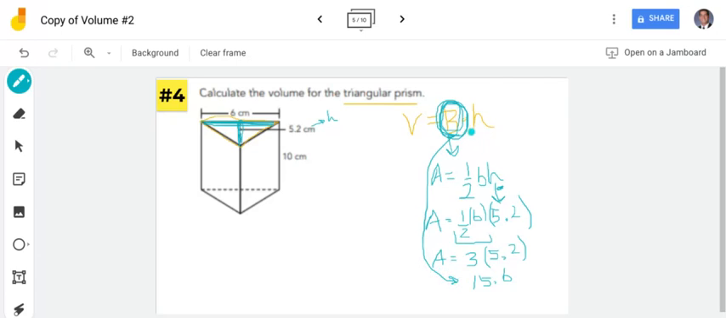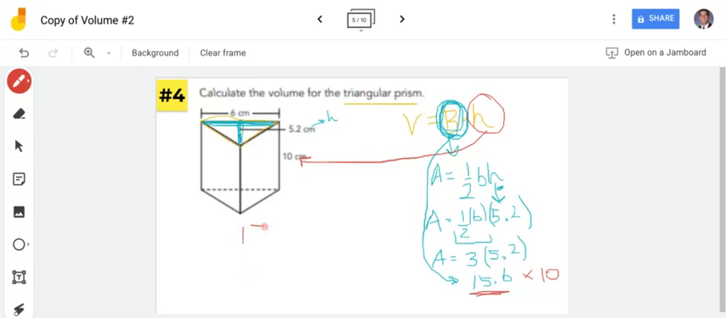Now I got to multiply by the height. And this is not height of the triangle anymore. This is height of the prism. And the height of the prism is shown right here. The height of the prism is 10. And so what I have here is 15.6 times 10.